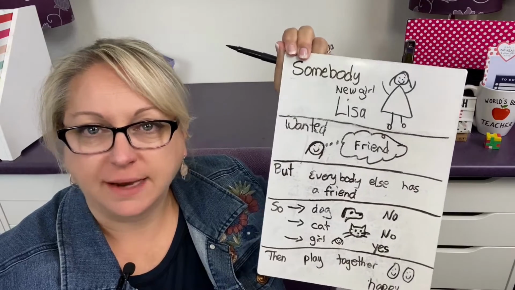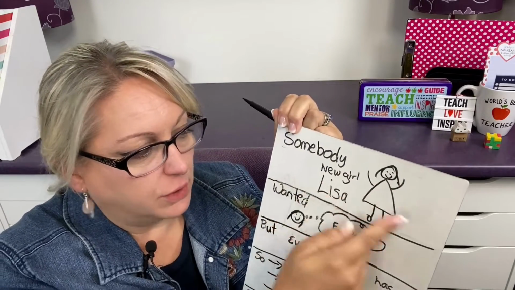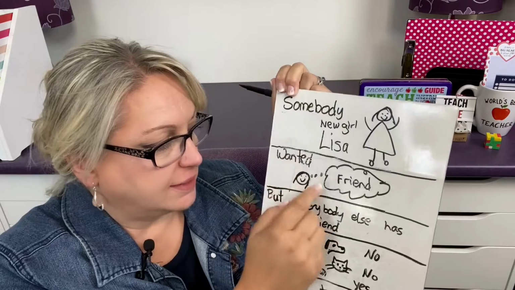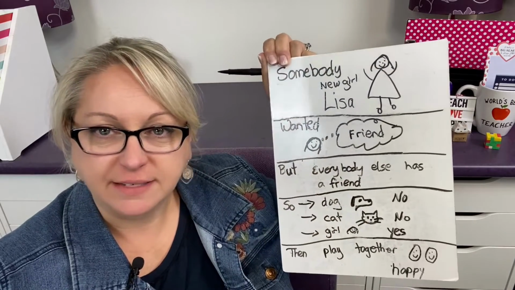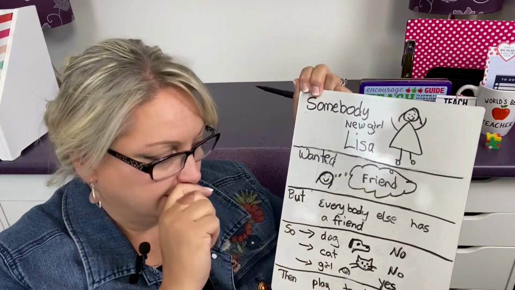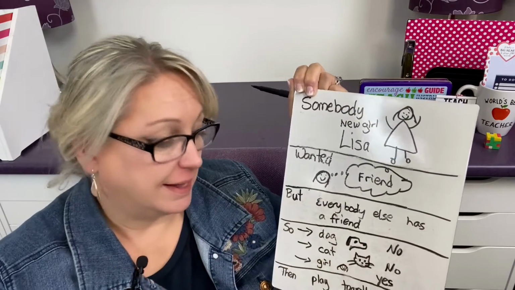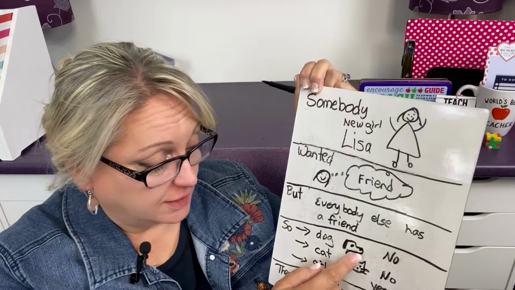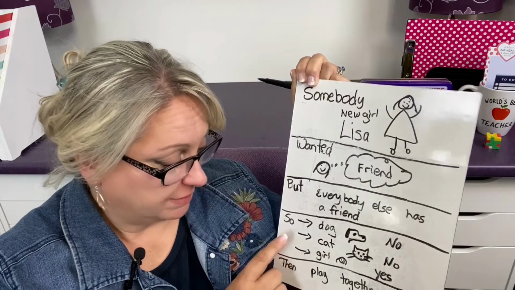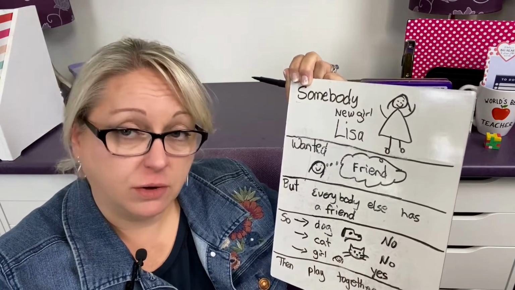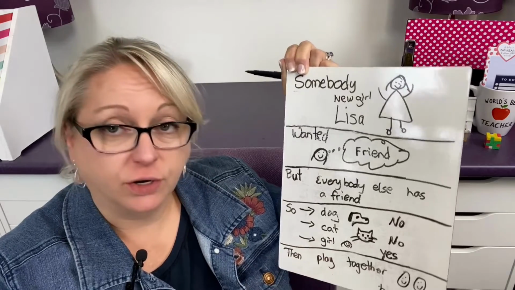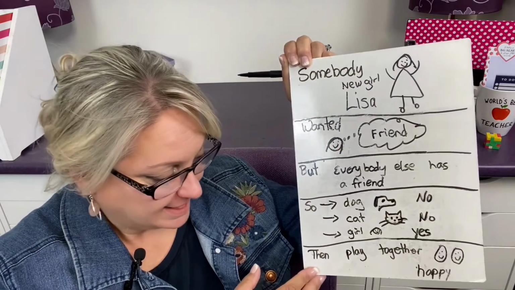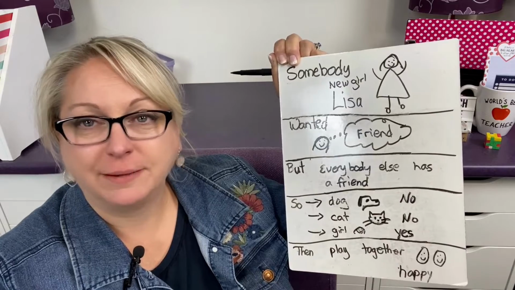outline that we used last time. So we have somebody. The somebody is a new girl named Lisa. We have wanted. She wanted a friend. But everybody else has a friend. So she asked the dog, and the dog said no to be a friend. She asked the cat to be her friend. The cat said no. So she asked a girl, and the girl said yes. Then they played together, and they were happy.